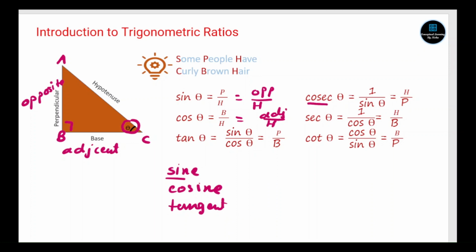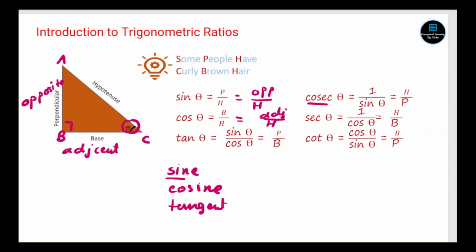Cosecant is called cosec, which is nothing but the reciprocal of sine theta. So it is h upon p, or hypotenuse to opposite. Sec theta is 1 over cos theta, which is hypotenuse to base, or hypotenuse to adjacent side. And cot theta is cos theta to sine theta, which is base to perpendicular, or adjacent to opposite. So it is very easy to understand.